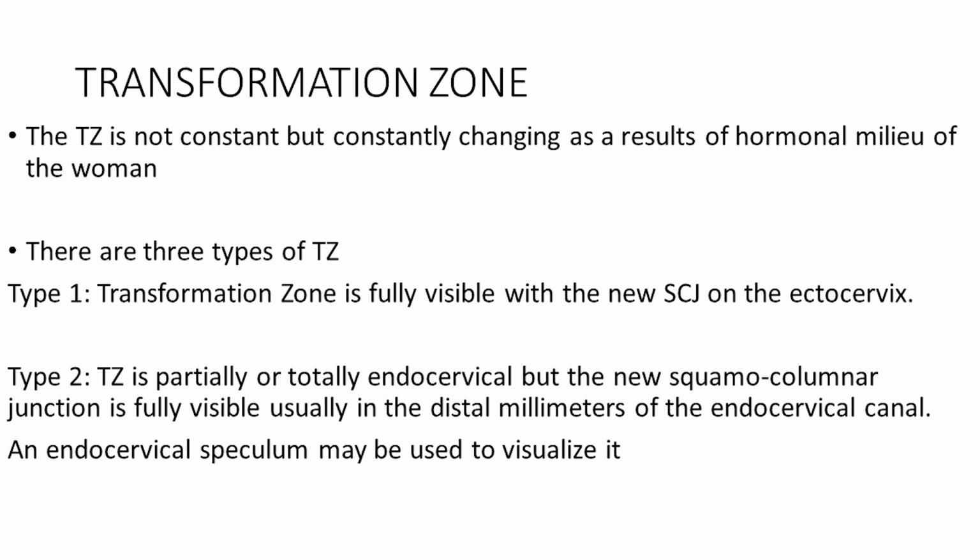There are 3 types of transformation zone. In type 1, the transformation zone is fully visible with the new squamous-columnar junction on the ectocervix. In type 2, the transformation zone is partially or totally endocervical, but the new squamous-columnar junction is visible, usually at the distal millimeters of the endocervical canal. An endocervical speculum may be needed in order to see the type 2 transformation zone.